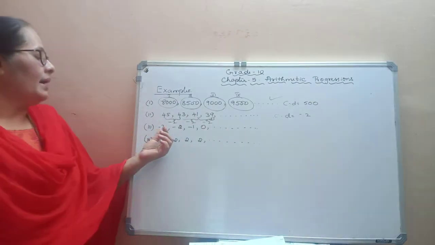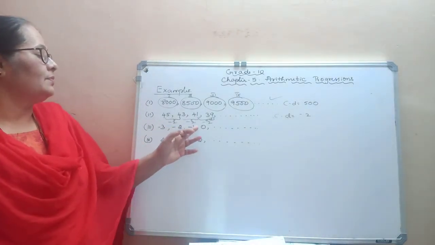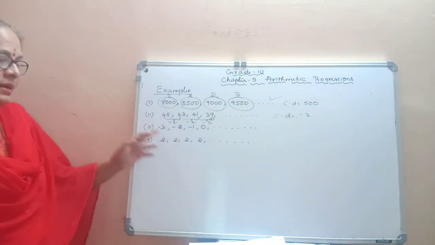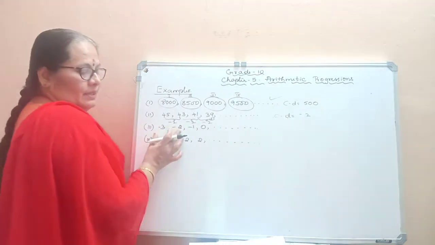Similarly here, minus 3, minus 2, minus 1, 0. Now see here, find the difference between the two numbers.